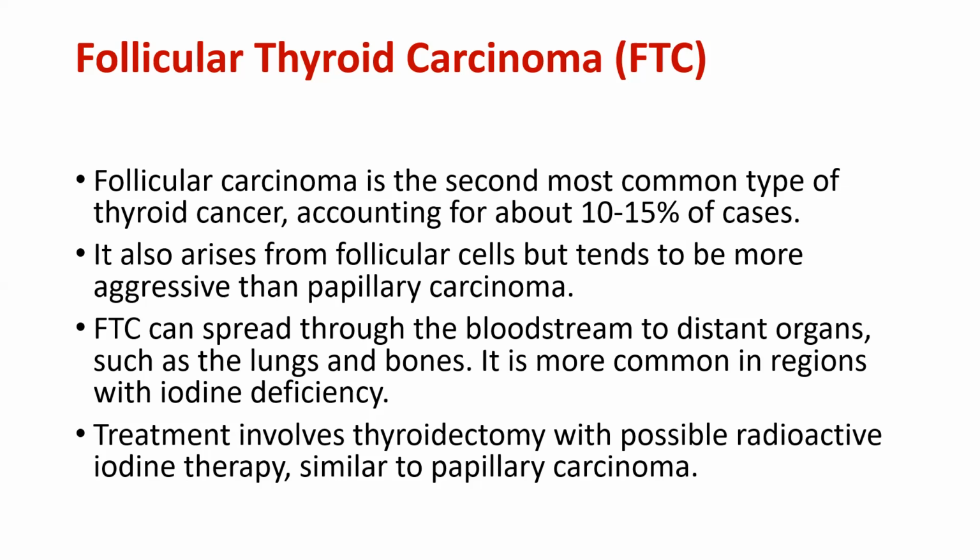This one also arises from the follicular thyroid, but it is not common compared to papillary, having only 10 to 15% of the cases. As I've said, it's arising from follicular also, but it is very aggressive compared to the follicular one. It can spread through the bloodstream to distant organs like lung and bone. This one is very common in regions with iodine deficiency. How do we treat it? By doing thyroidectomy with possible radioactive iodine therapy, similarly as we did on papillary carcinoma.